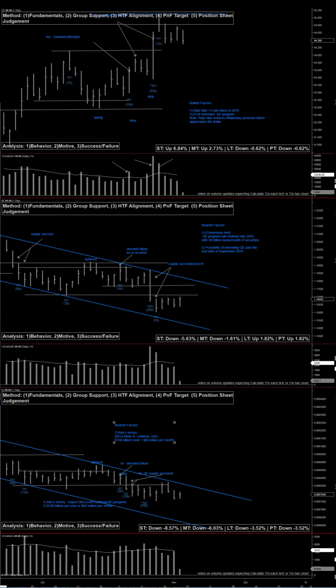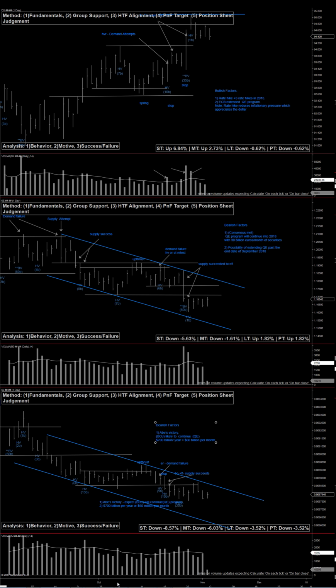So there's a rate hike which is appreciating the dollar, and there's continued easing from the Bank of Japan and the ECB, which is continuing to drop the euro and the yen. That's the way I see it here.